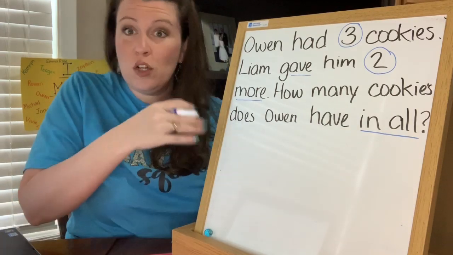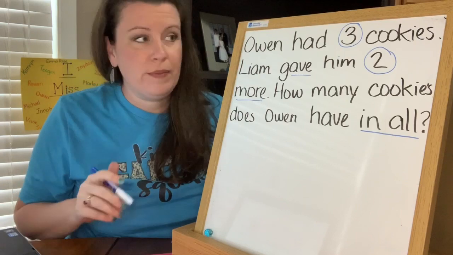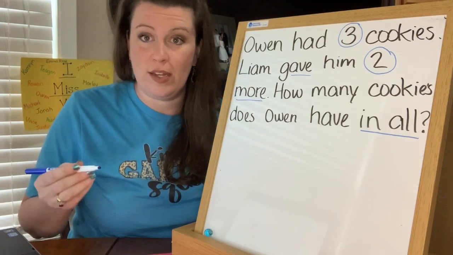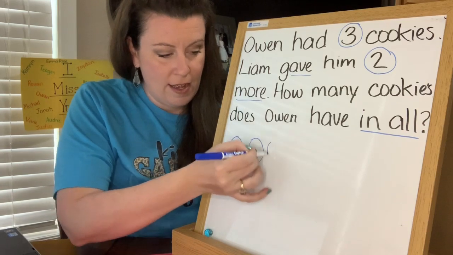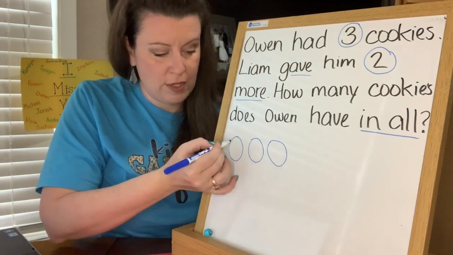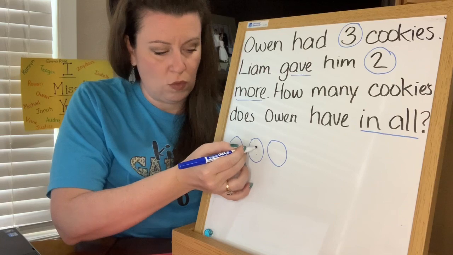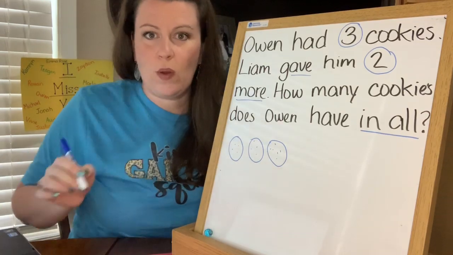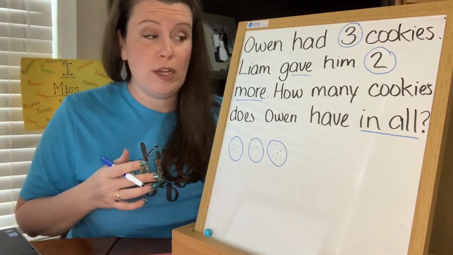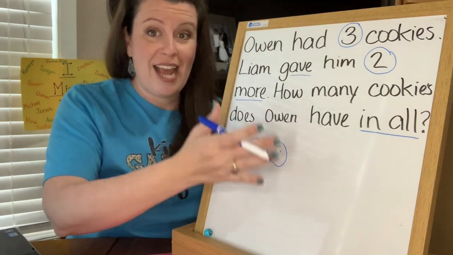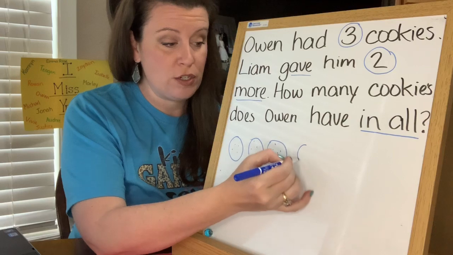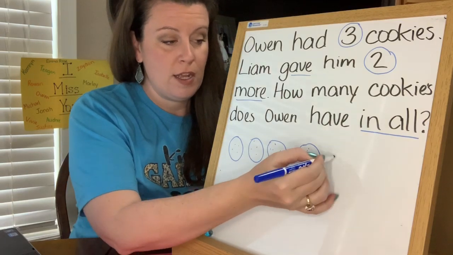Okay, so let's draw our picture to make it work. It says Owen had 3 cookies. So I'm going to draw 3 cookies. I'm not drawing fancy cookies. I'm just going to draw circles. If you want to add chocolate chips, that's cool. Okay. Now the next sentence, Liam gave him 2 more. So we know we're going to add 2 to the picture. 1, 2.